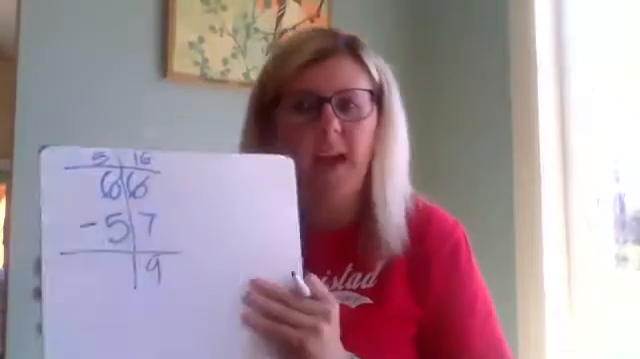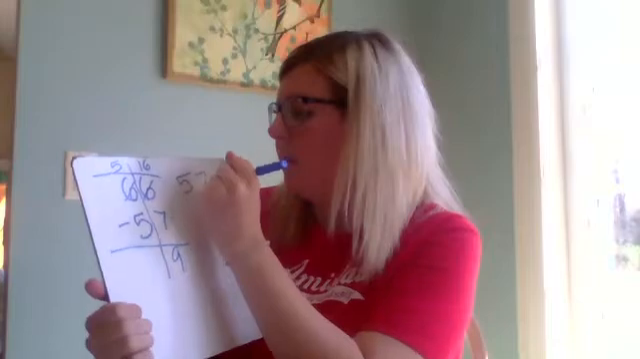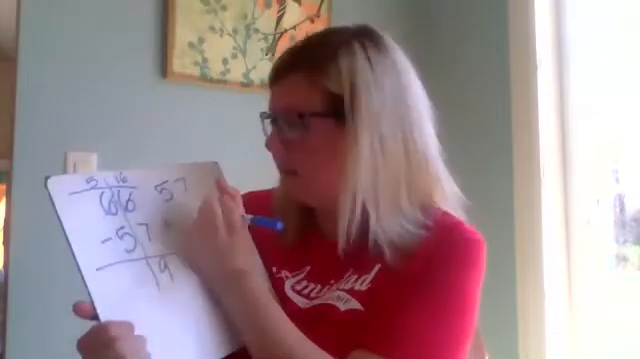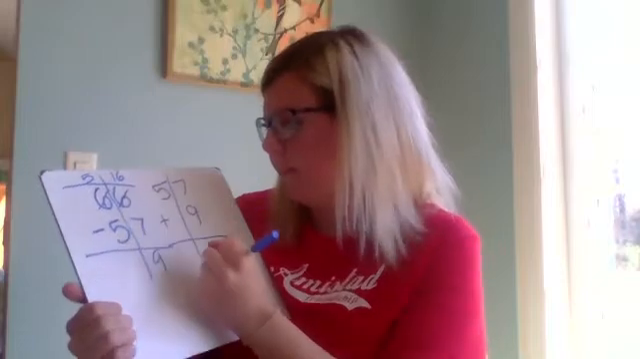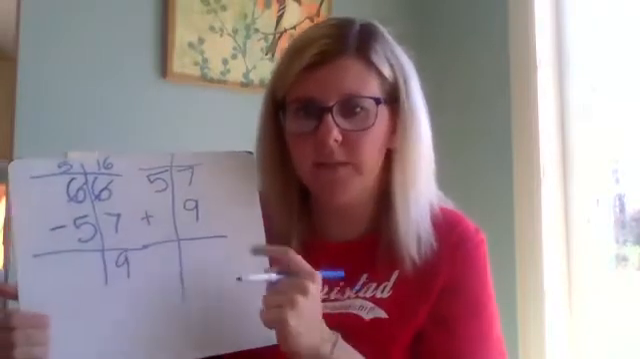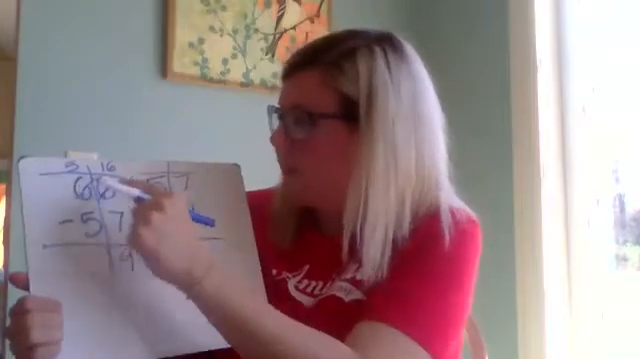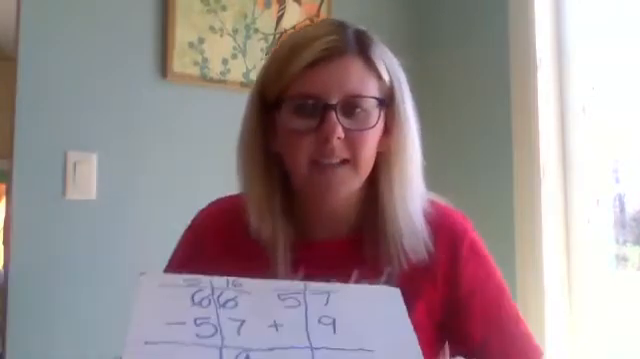There you go. So now what we need to do is to check this out. We need to do 57 plus 9, like I had up there, checking it out. So if 57 plus 9 equals 66, then we did the answer correct. So 7 plus 9. So 9 plus 7. Because I'd say 9, 10, 11, 12, 13, 14, 15, 16.